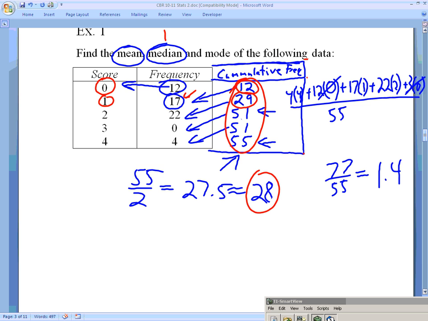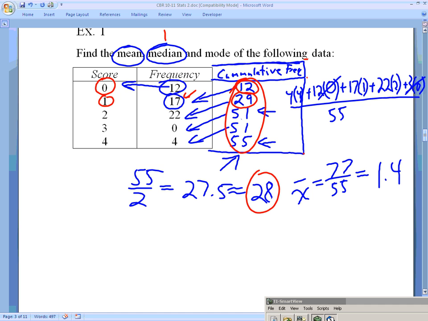Often mean will be abbreviated with an X with a line over it. So we can say that the mean, X with a line over it, of the data is 1.4. Last but not least is the mode. We need the mode of the following data. So the mode is the one that occurs most often.